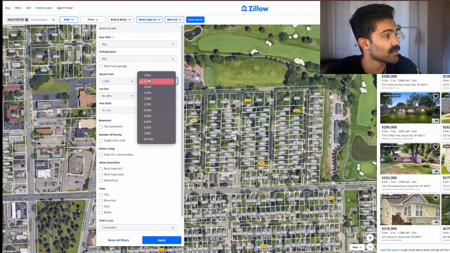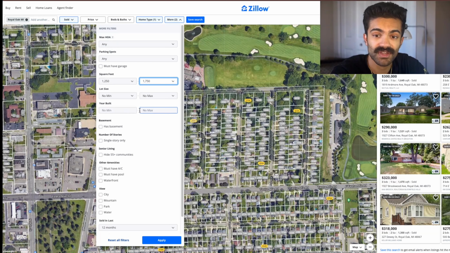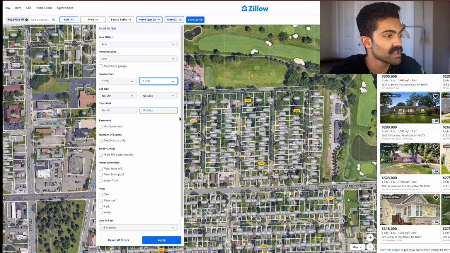Sometimes if the houses are in a very different neighborhood and everything's a different year, sometimes use the year built as a good guide. But in this area, most of the houses are built around the same time period. You don't want to compare a home that's built in 1970 to a home that's built in 2023, so just keep that in mind. And I'm going to do the last 30 days first and see what's sold.